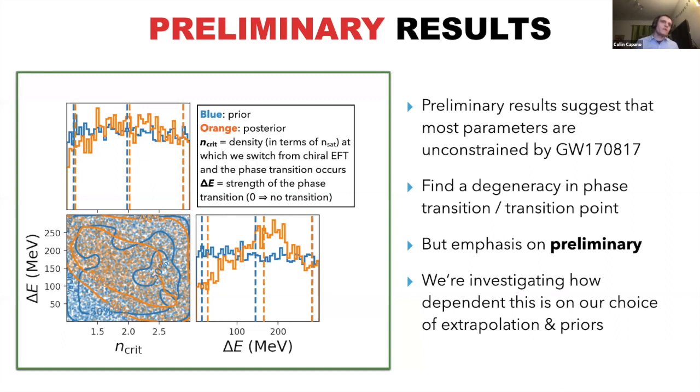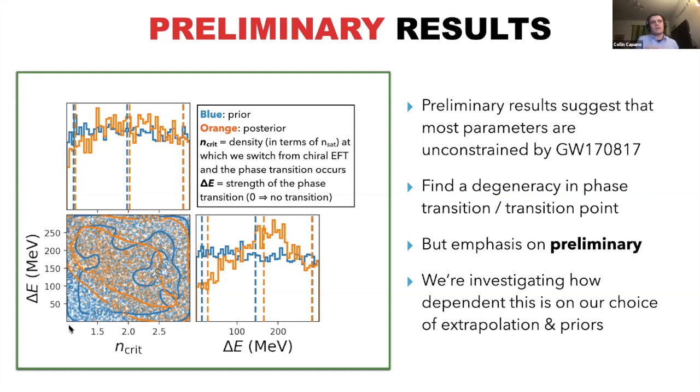The one thing that we do somewhat get a constraint on is actually the one that we're most interested in, which is the question of whether there is a first order phase transition. So I'm showing that here. This n critical is the density at which we introduce a phase transition, and then delta E is the strength of that phase transition. So delta E of 0 essentially means there's no phase transition.